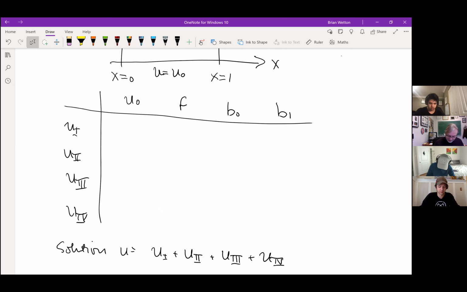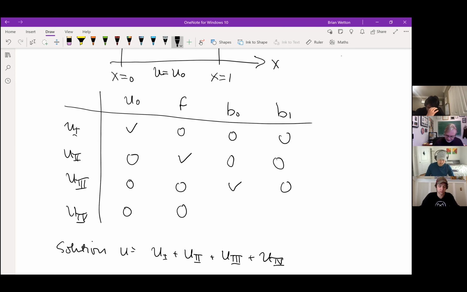And so for problem 1, you're only going to consider the initial data and set all the other stuff to 0. For problem 2, you're going to set the initial data to 0, handle the forcing data, forget about the other ones, and so on. You'll look at each one of the pieces of data separately.